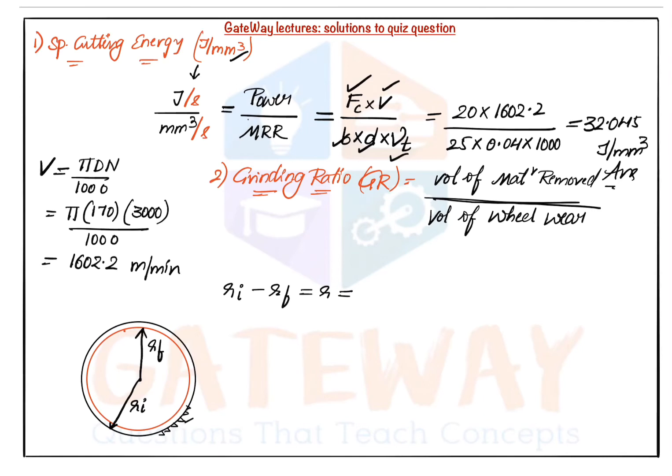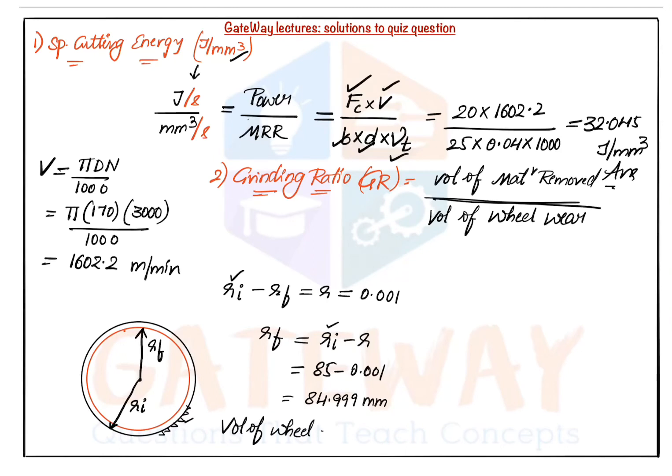Nothing but 0.001 mm. So R initial was known in the question, it was given. So we need to calculate R final. So R final is nothing but R initial minus r. So R initial is 170 upon 2, nothing but 85 mm, minus small r, radial wear is 0.001. So this comes out to be 84.999 mm.